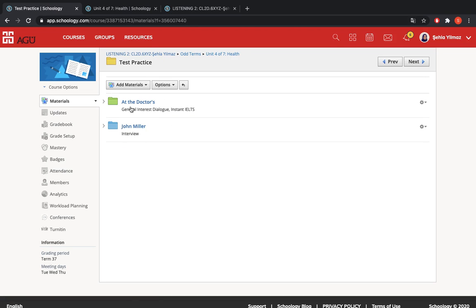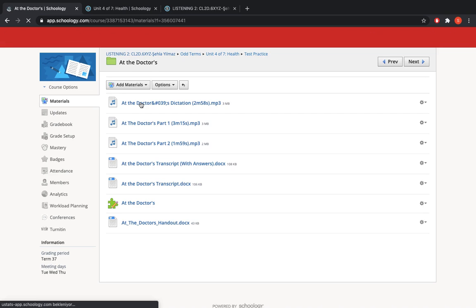So here we have two folders. One of them is called At the Doctors, which is about form completion. The second one is called John Miller, which is about interview. So these are two things that you need to do for this lesson. So first, please go to the At the Doctors folder.